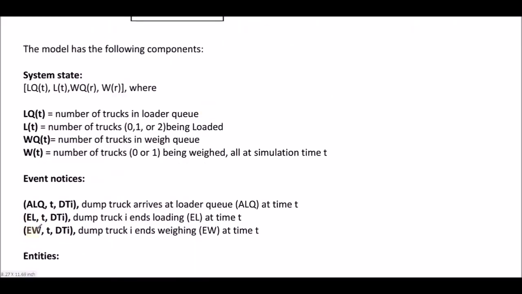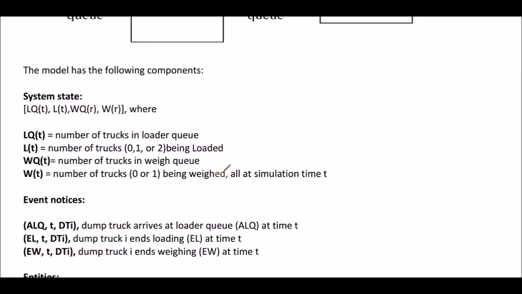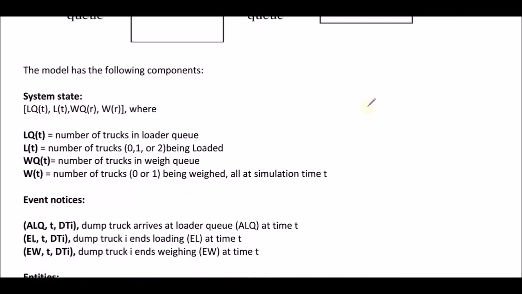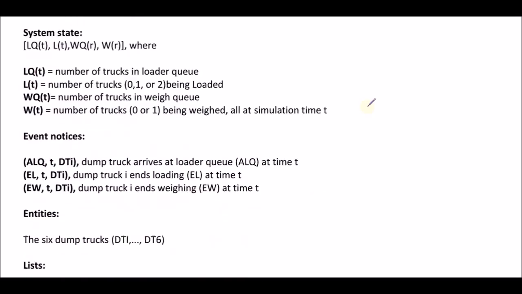Then the next event we have is end wait, that is EW, at what time instance and which truck is responsible for it. So EW would mean after being scaled, after being weighed, the truck is done being weighed and it comes out of the scale. So that is another event and that is indicated as EW. So we looked at system state, event notices, and the next thing is entities.